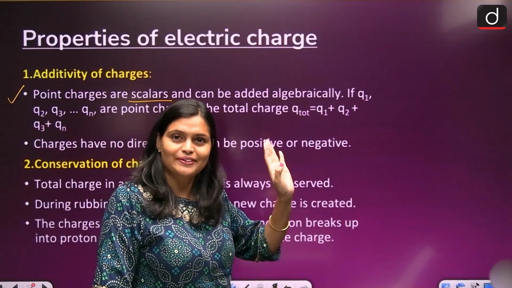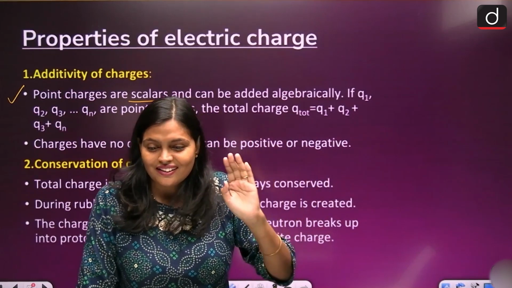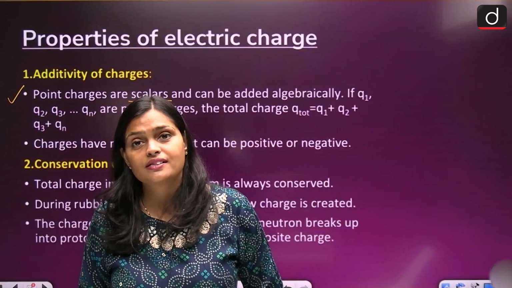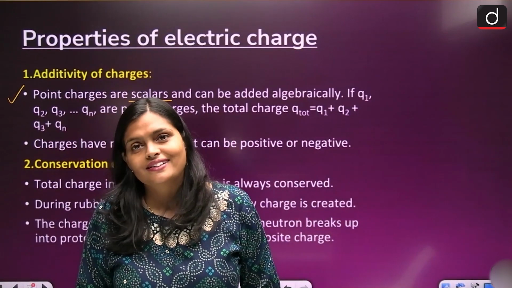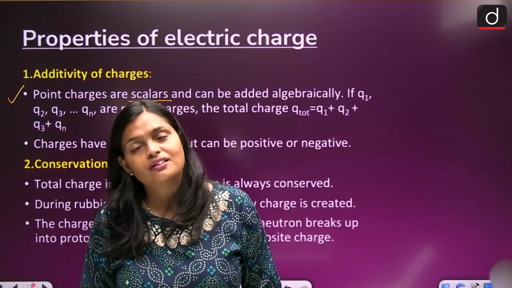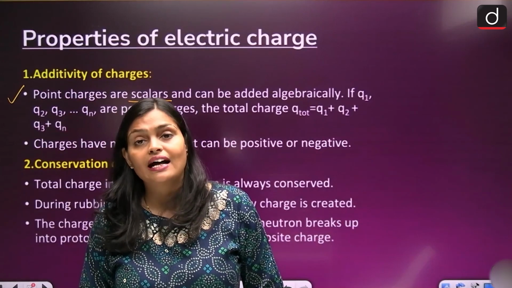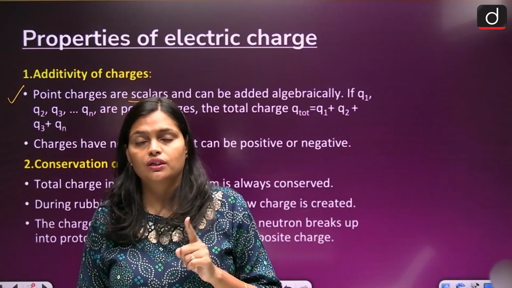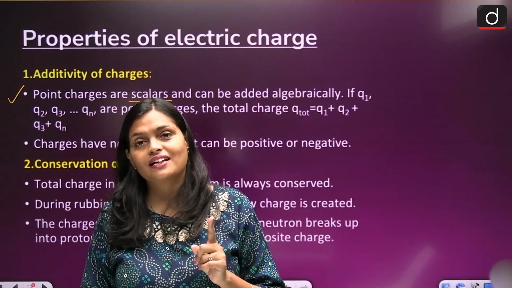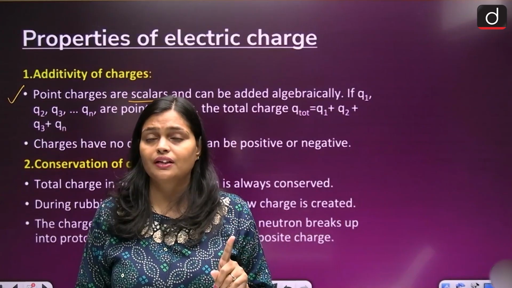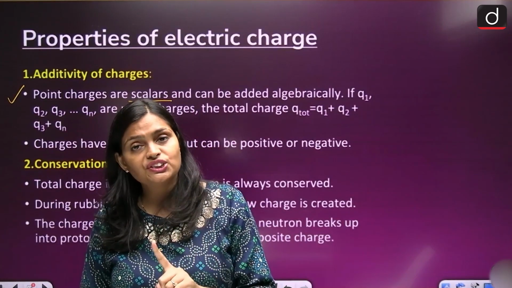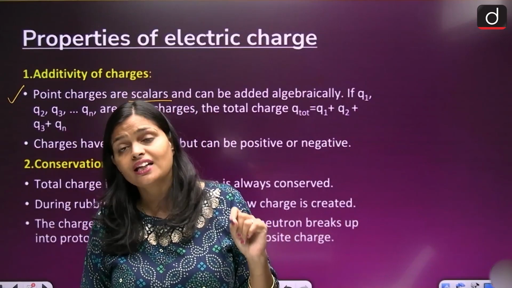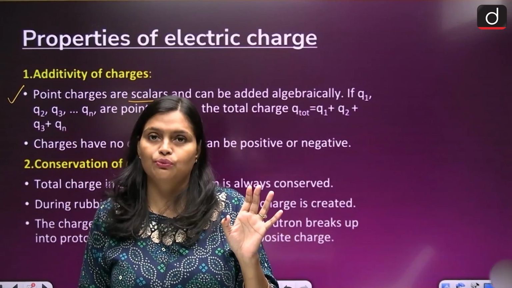This is your class 11th concept. Okay, just give me an answer. What do you mean by scalar and vector quantity? See, scalar quantities are those which have magnitude, and vector quantities are those which have both magnitude as well as direction. Okay, so here the point charges are scalar quantities. They have a magnitude only.